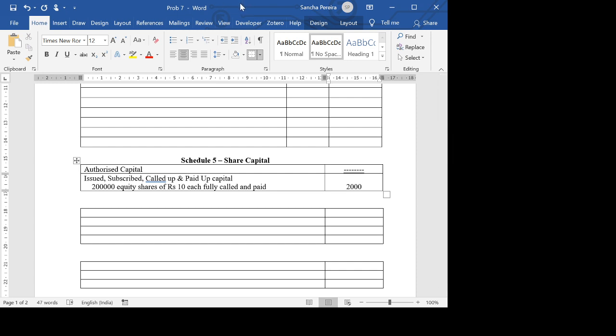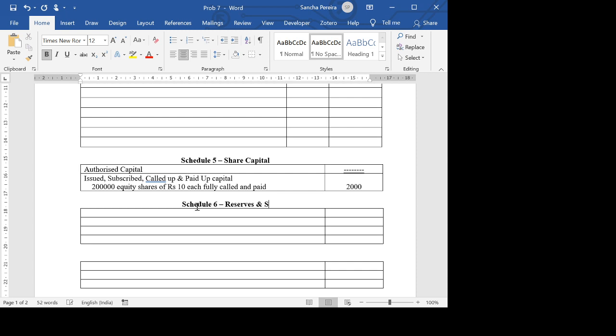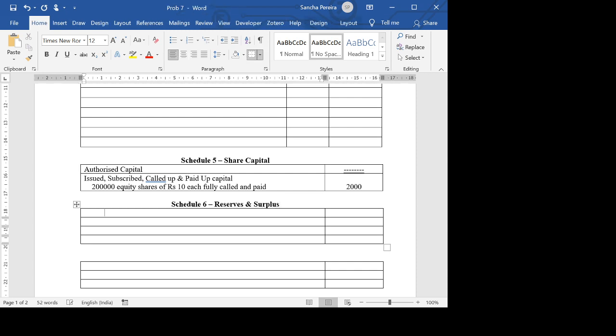Next we have schedule 6. We've already discussed what goes in the schedules, reserves and surplus. So the first thing that we have there is the contingency reserve. The contingency reserve given to us is 400. Then we also have general reserve. The general reserve given to us is 1,200.